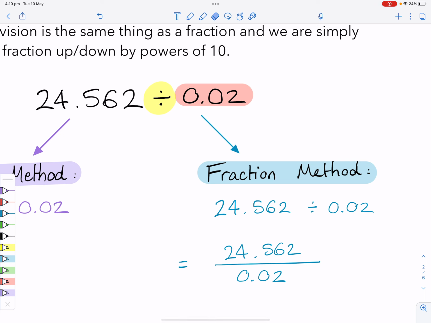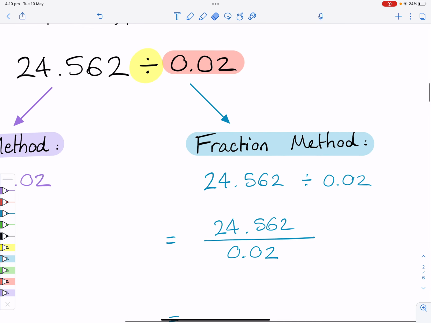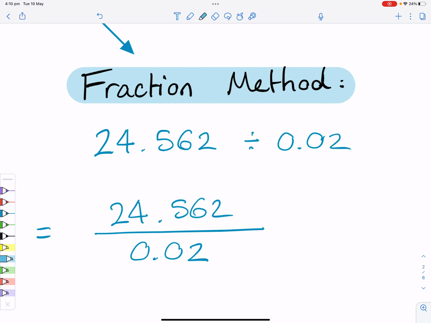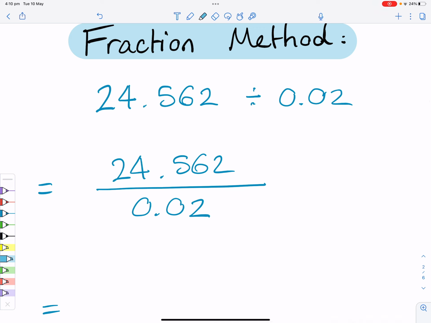So if I use that, that's what I've done over here. I've just copied it down. So it's the exact same question as before. It's still this question. I've just copied it there, and I've just reformatted it into a fraction form. Now this does look strange because a fraction is not supposed to have decimal places.